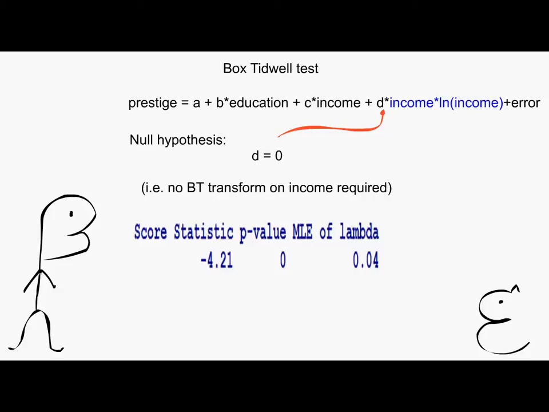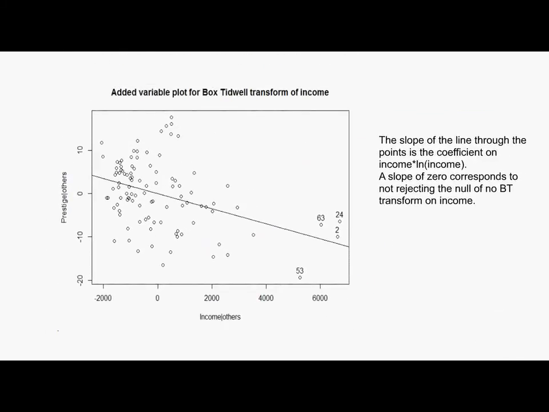The test value is -4.21 with a p-value of less than 0.01, so there's strong evidence to reject the null of no BT transform. The MLE for the power is 0.04. It's close to 0, and if you've watched my video on the Box-Cox transform, this corresponds to a log transform on x. Okay, so now we check the added variable plot for BT on income to check whether the suggested power transform is due to any influential values.